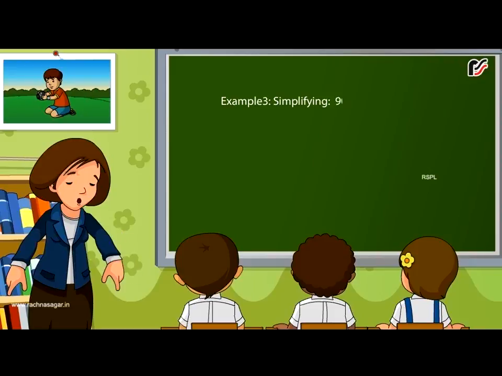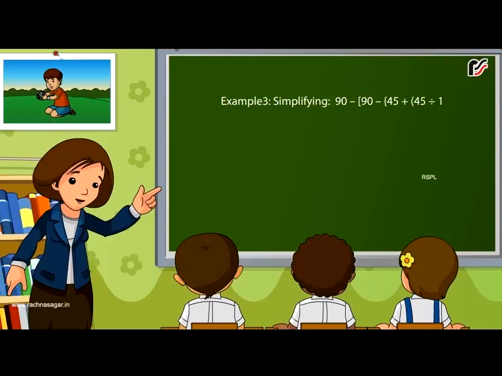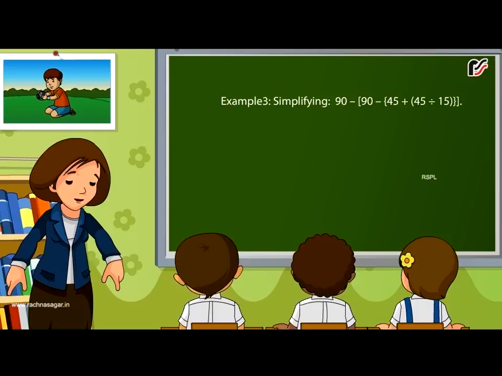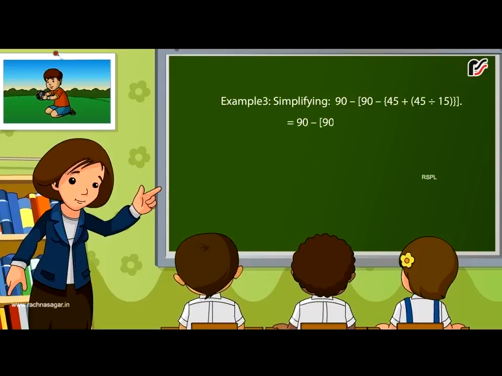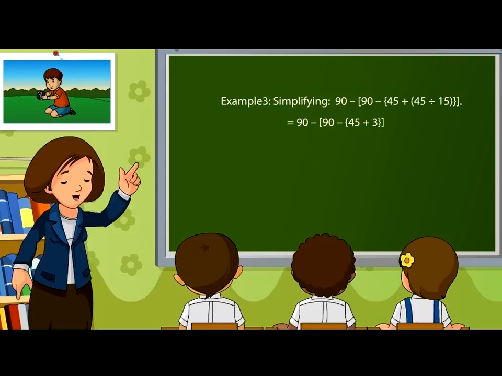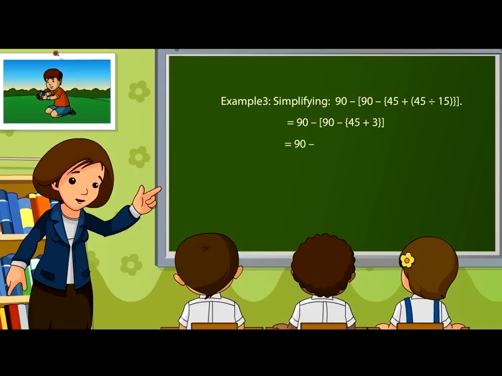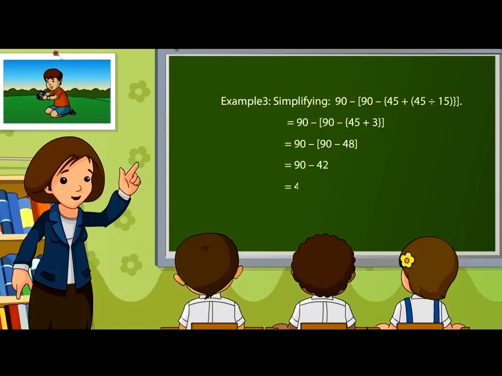Example 3. Simplify: 90 minus big bracket open 90 minus curly bracket open 45 plus simple bracket open 45 divided by 15 simple bracket close curly bracket close big bracket close, is equal to 90 minus big bracket open 90 minus curly bracket open 45 plus 3 curly bracket close big bracket close, is equal to 90 minus big bracket open 90 minus 48 big bracket close, is equal to 90 minus 42, is equal to 48.